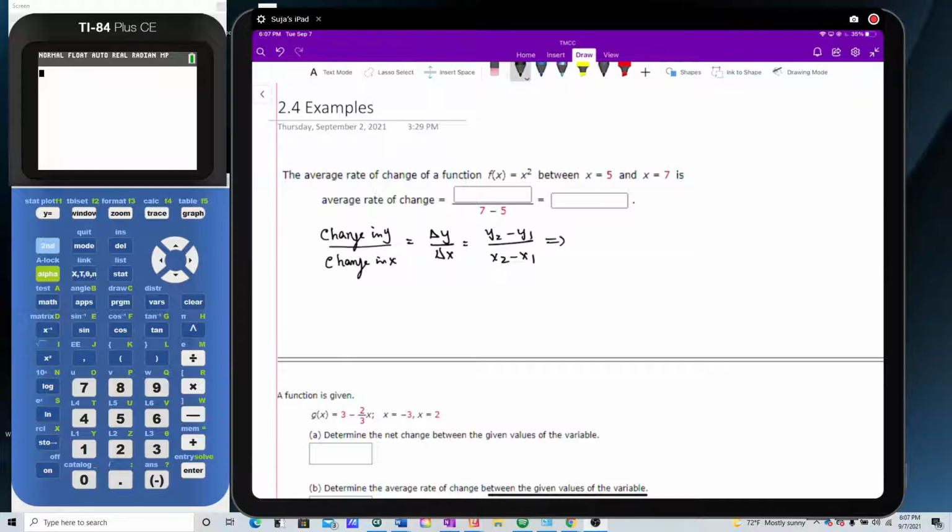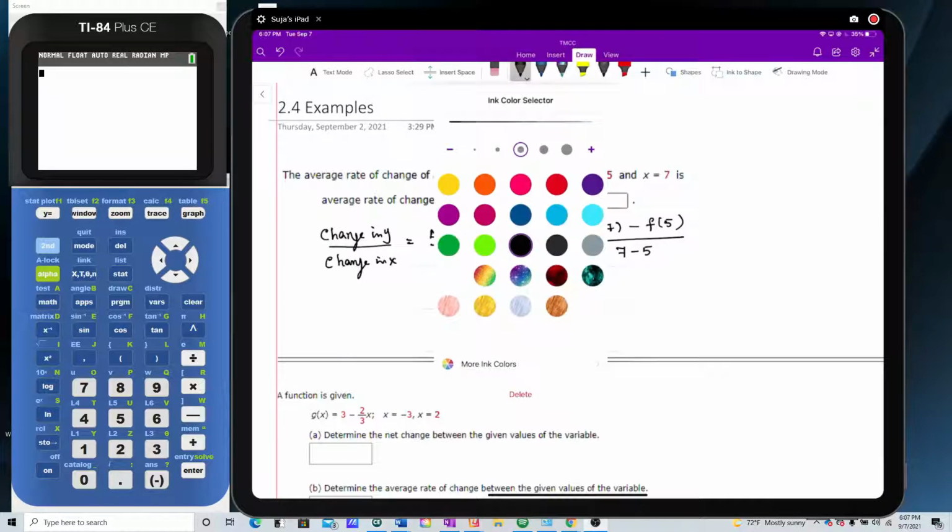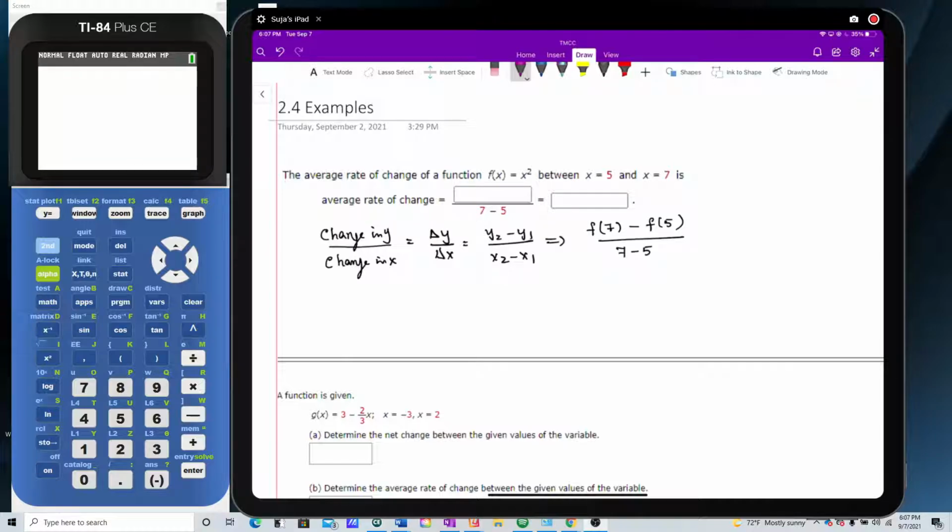And also for this particular scenario, it is the change in y, so it's f of 7 minus f of 5 divided by 7 minus 5. So in order to do this problem, first I need to find what f of 7 is. So f of 7 is, because my function is f of x equals x squared, 7 squared, which would be 49. And I also need to find what f of 5 is, which would be 5 squared, 25. So actually I'm going to subtract 49 minus 25 in the numerator and subtract 7 minus 5 in the denominator.